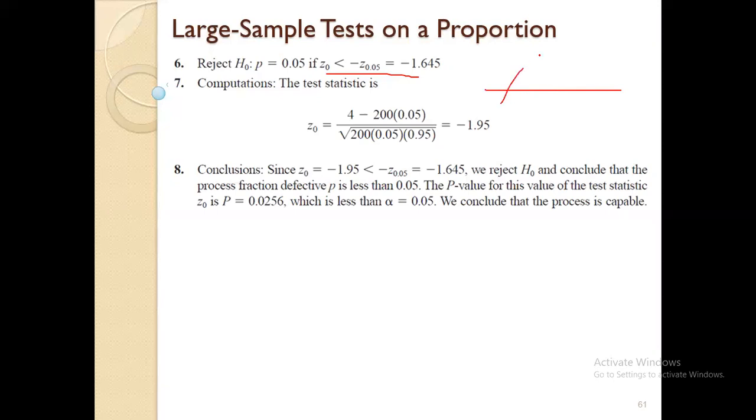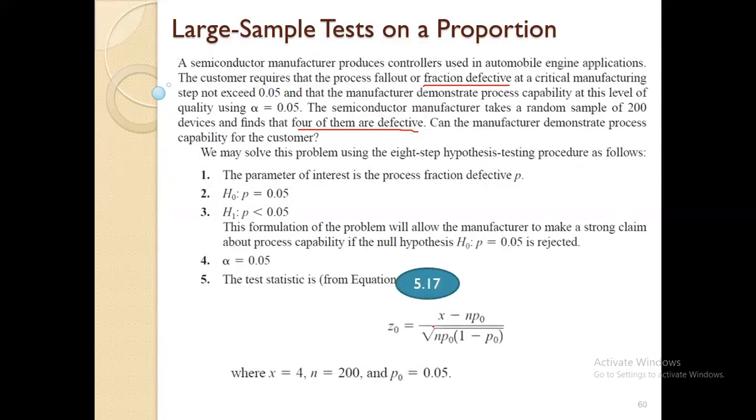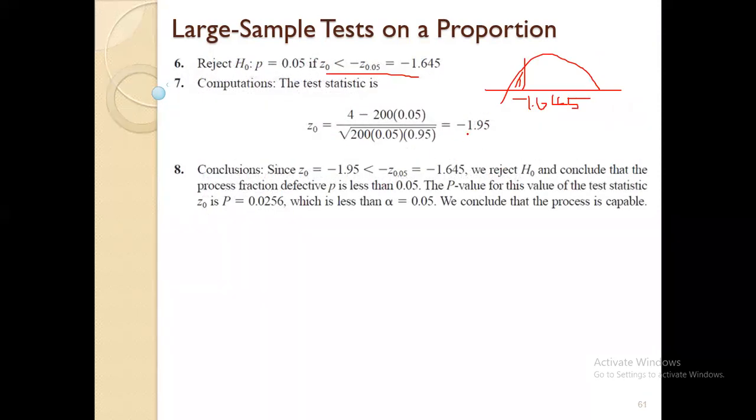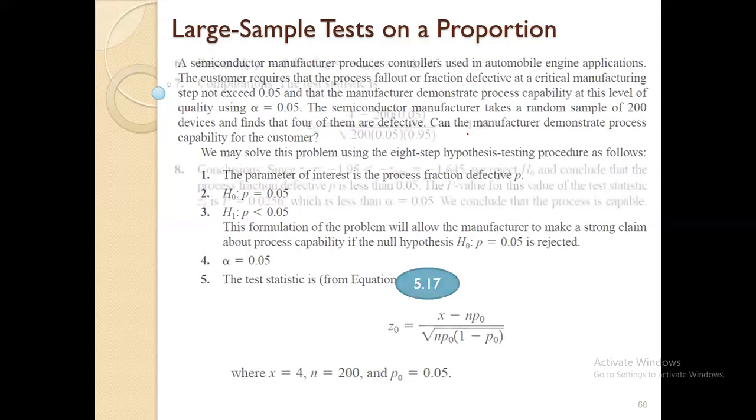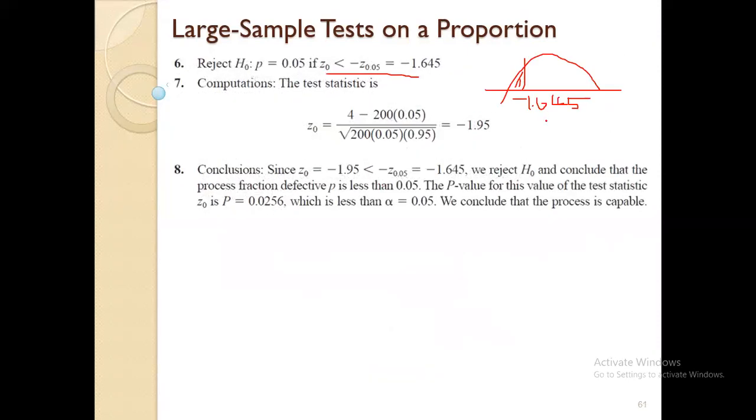If you plot the curve, you see the reject region is below minus 1.645. Then you calculate Z0, substituting x equal to 4, n equal to 200, and P0 equal to 0.05. You get minus 1.95. Since minus 1.95 is less than minus 1.645, you reject H0 and accept H1.